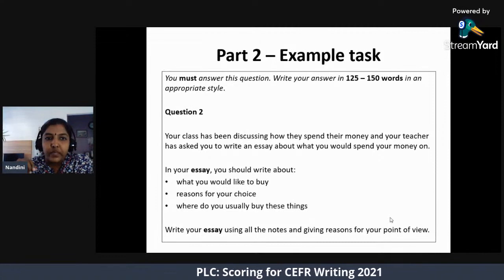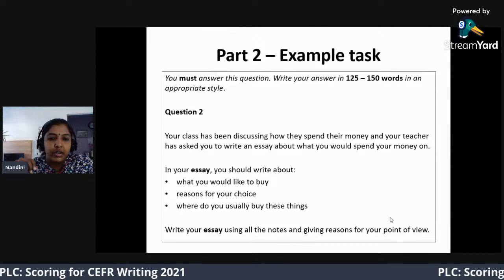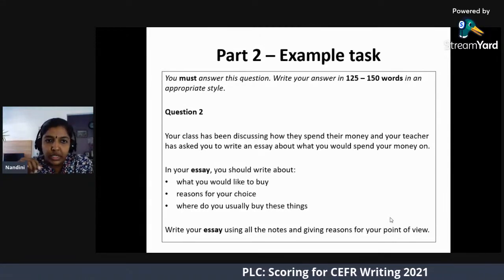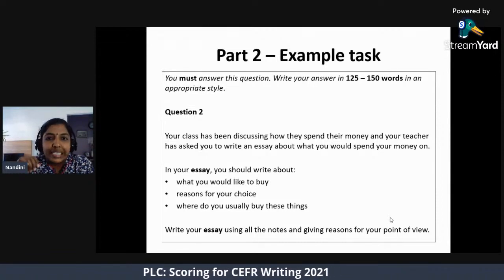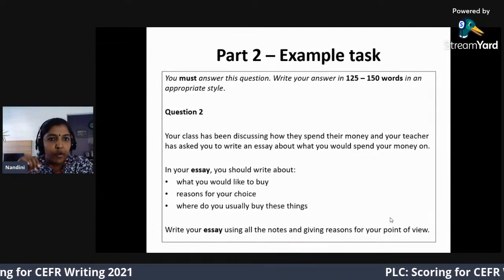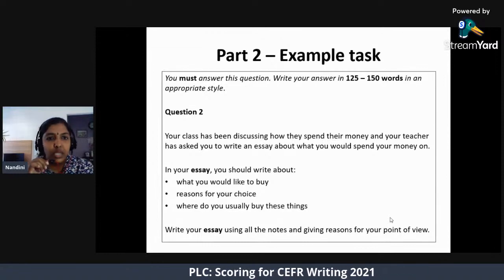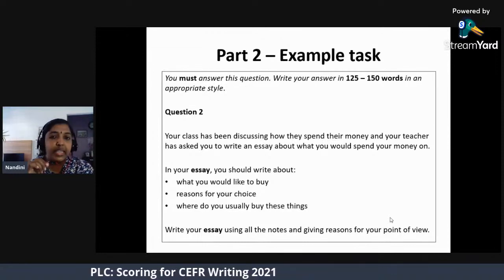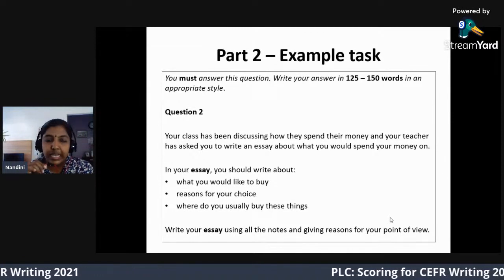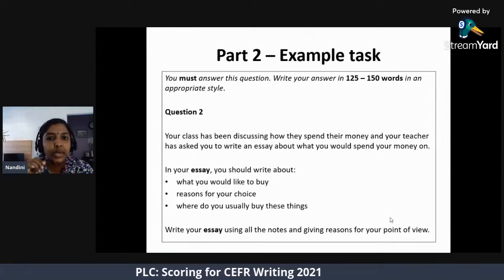Any object, if it's a book or a favorite novel or comic book, any object, and reasons for your choice. Bear in mind that it's not singular. Reasons, so more than one should be provided for us teachers to mark. We are the readers and they should hold our attention by giving us reasons, and they should convincingly write why those things matter to them and why they would like to spend money on them.